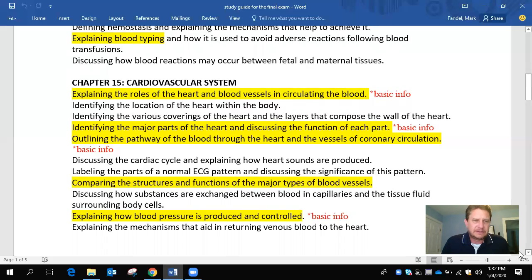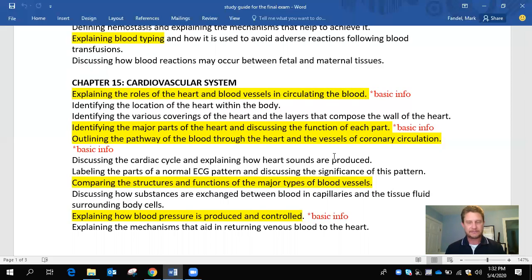Now, the function: identify the major parts of the heart, this little guy right here, and the discussion of the function of each part. The next one is outline the pathway. So I'm going to go through the pathway of the heart and describe things as we go along. I've got deoxygenated blood coming back to the heart through the superior and inferior vena cava. Superior vena cava drains blood from the upper extremities, inferior from the lower extremities. It comes back to the right atrium.